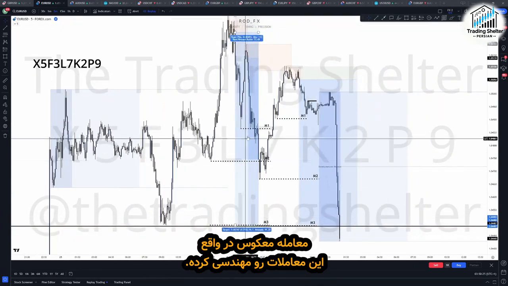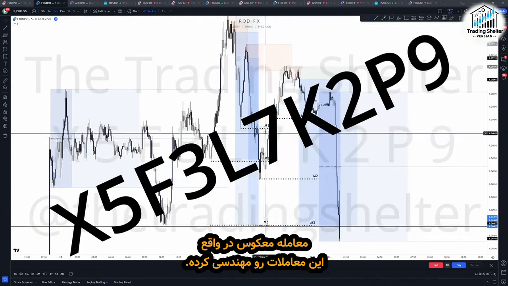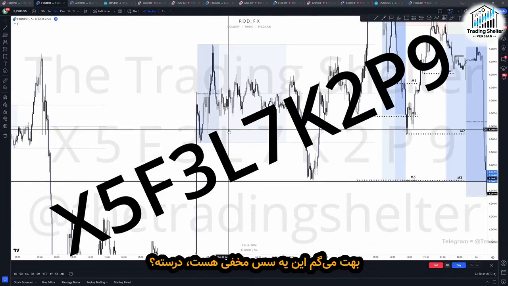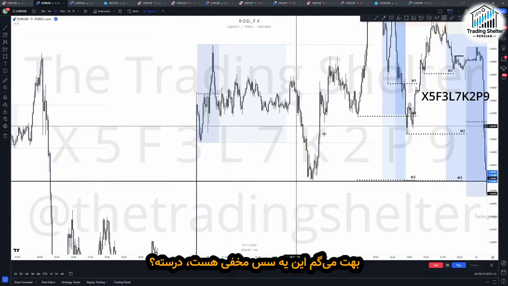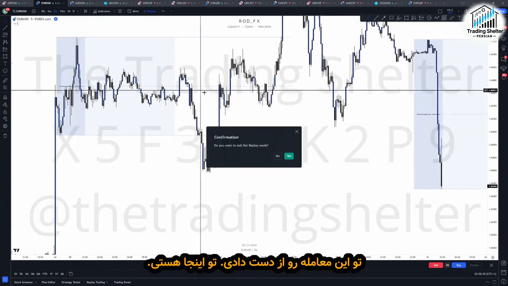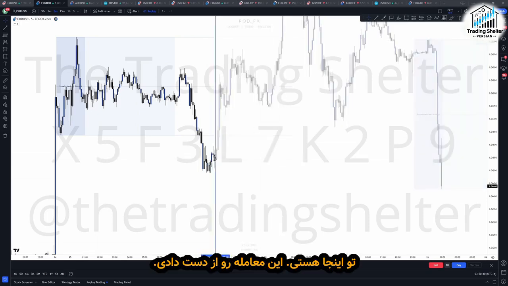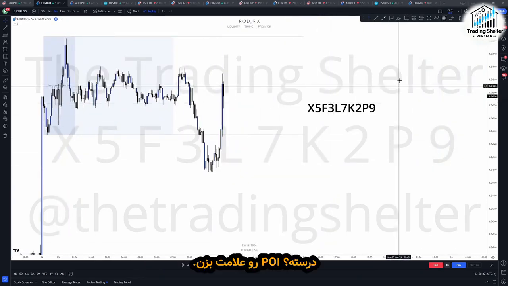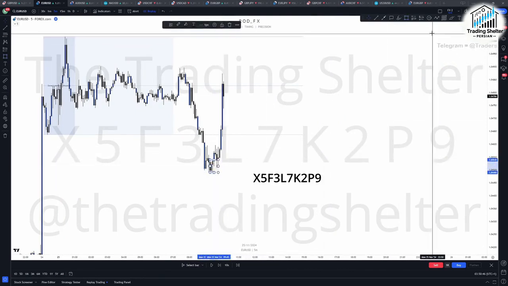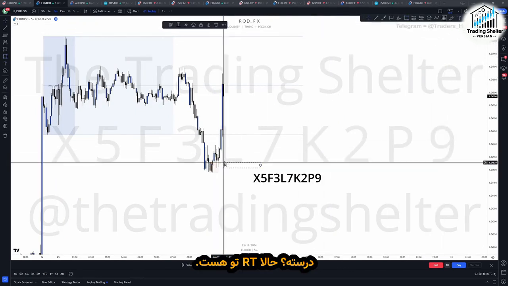The reverse trade actually engineered these trades. I'm telling you, this is a secret sauce, right? Let's do the same thing. You missed this trade here, right? You're here. You missed this trade, right? Mark up that POI, right? Now you have your RT.